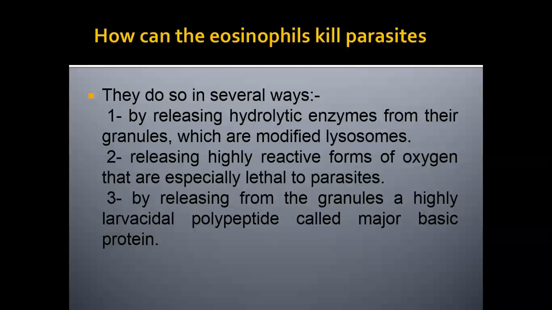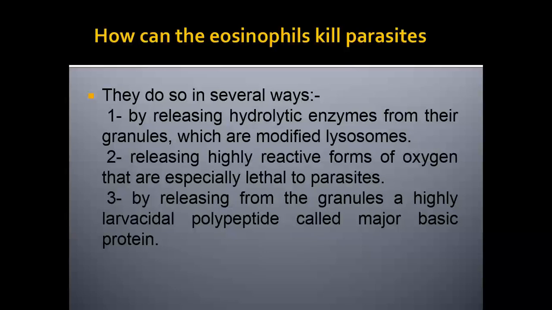And one of the important things that they release from some of the granules is a highly larvicidal polypeptide we call the major basic protein. That's very efficient in killing the larvae that have a thick coat or a wall that's usually resistant to most of the lysosomes and the granules of the neutrophils. But the major basic protein of the eosinophils is a very powerful substance that acts against the wall of the larva. So the eosinophils are very important in parasitic infection. They become increased during parasitic infection, and they have the ability to kill those offending agents.